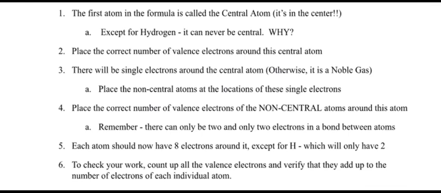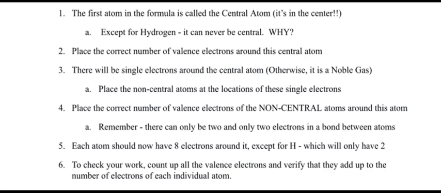It's in the center. Except for hydrogen, it can never be central. Well, why? Because it's only going to have 1 bond. Or if it's in the center, you're going to have more than 1 bond. So then what? Place the correct number of valence electrons around the central atom. There'll be single electrons around the central atom, otherwise there'll be a noble gas. Place the non-central atoms at locations of those single electrons. Place the correct number of valence electrons of the non-central atom around this. Remember, there can be 2 and only 2 electrons in a bond. So each atom should now have 8 electrons around, except for hydrogen, which will only have 2.